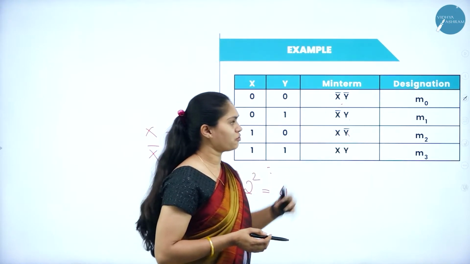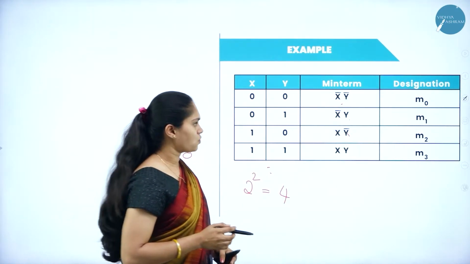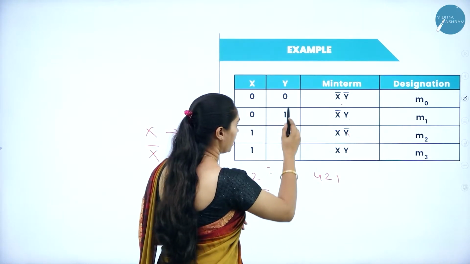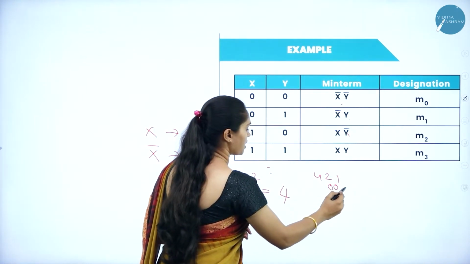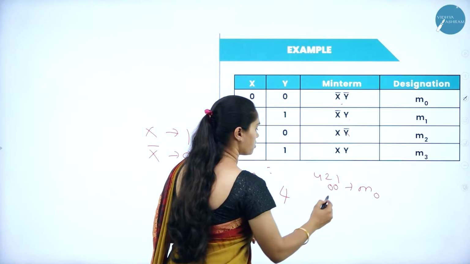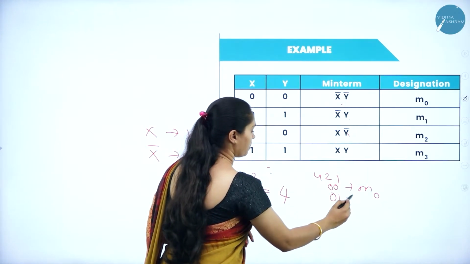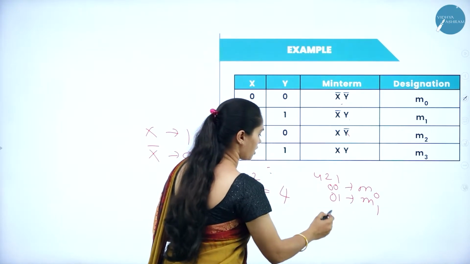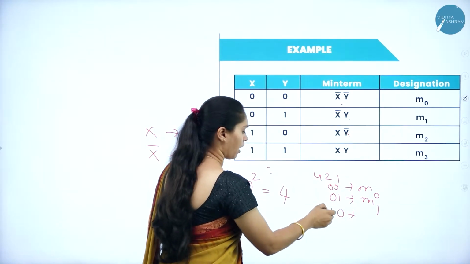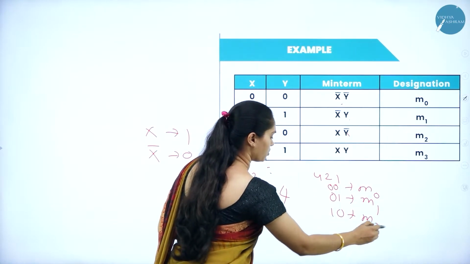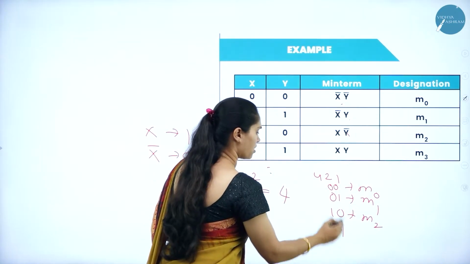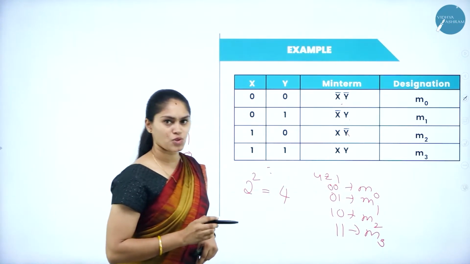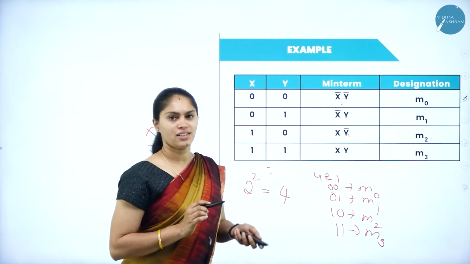Then how are we going to find this designation? So already we know about the 4 2 1 format. So here we have only 2 variables. So if both are 0, then it will be 0. Then we have 0 1. In the place of 1 we have 1. So its designation will be 1. Then 1 0. So in the place of 2 we have 1. So it will be M2. So next we have 1 1. So 2 plus 1 will be 3. So its designation will be 3. So in that way, we are going to find the designation.